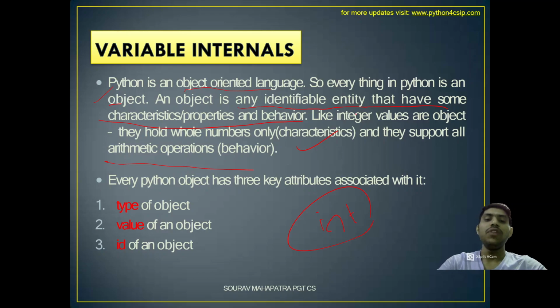Okay, so every Python object has three key attributes. What are the key attributes? What type of object is it? What type of value is it taking? And what is the ID of an object? ID means memory address.